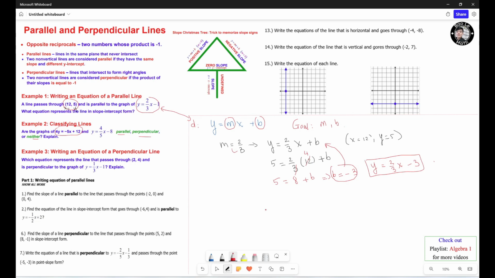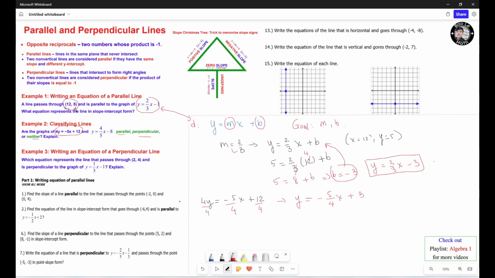We need to find the slope. In order to find the slope, you need to convert it to slope-intercept form. So I have 4y equals negative 5x plus 12. Now I need to divide both sides by 4. So divide this by 4, this by 4, and this by 4. So I have y equals negative 5/4 x plus 3.